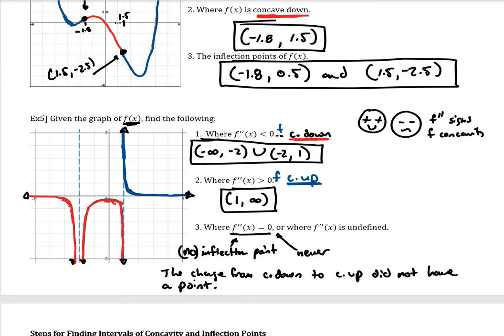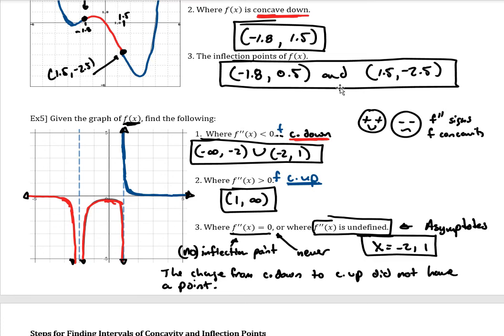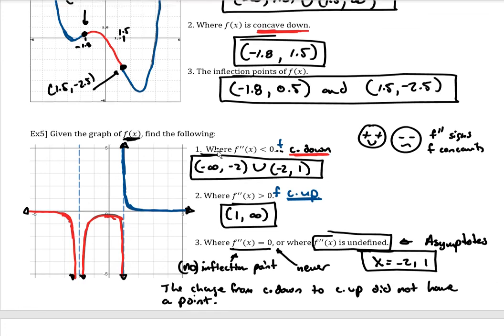Okay, but where f double prime of x is undefined, this is where those asymptotes are. Okay, so this is where those asymptotes would be. Okay, so that's at x equals -2 and x equals 1. Okay, and notice the notation difference. Inflection points I actually wrote as an x coordinate, y coordinate. Here I couldn't really write points, so I just wrote where it occurred on the x's. x equals -2 and x equals 1.